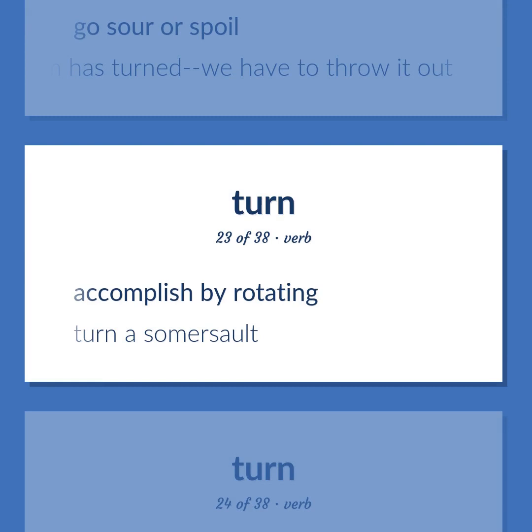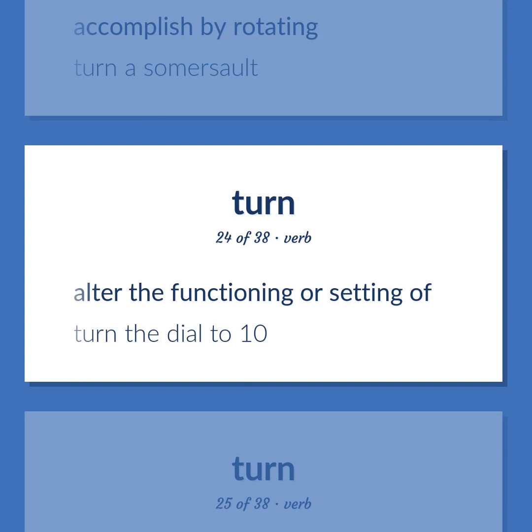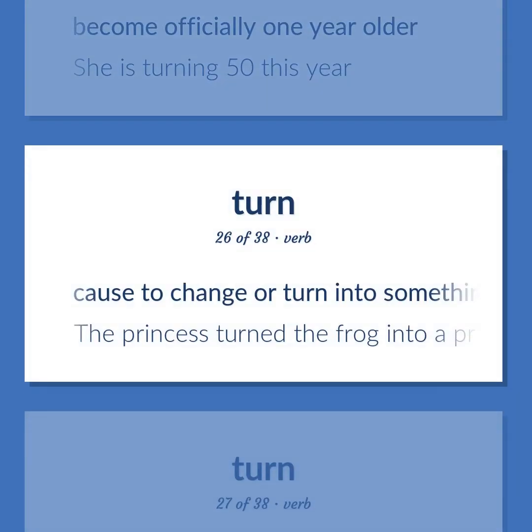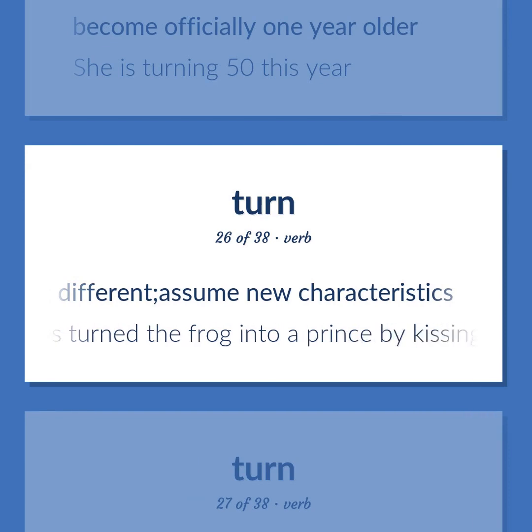Accomplish by rotating. Turn a somersault. Alter the functioning or setting of. Turn the dial to 10. Become officially 1 year older. She is turning 50 this year. Cause to change or turn into something different. Assume new characteristics. The princess turned the frog into a prince by kissing him.